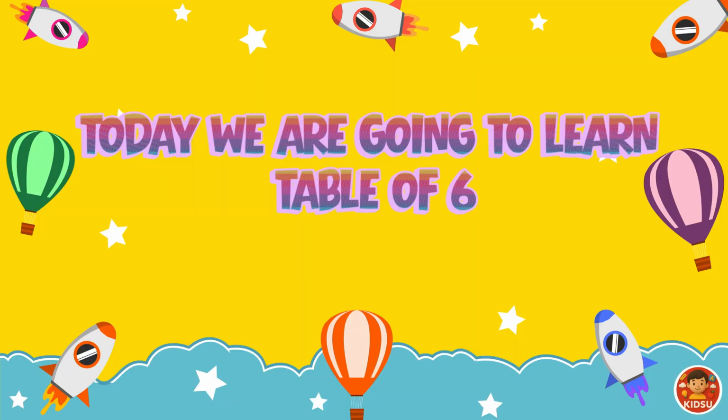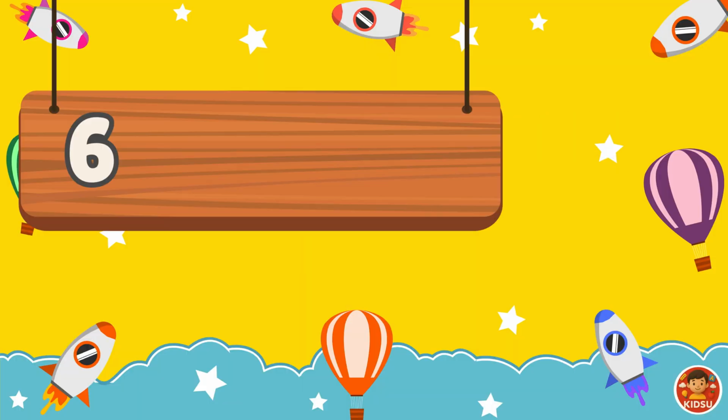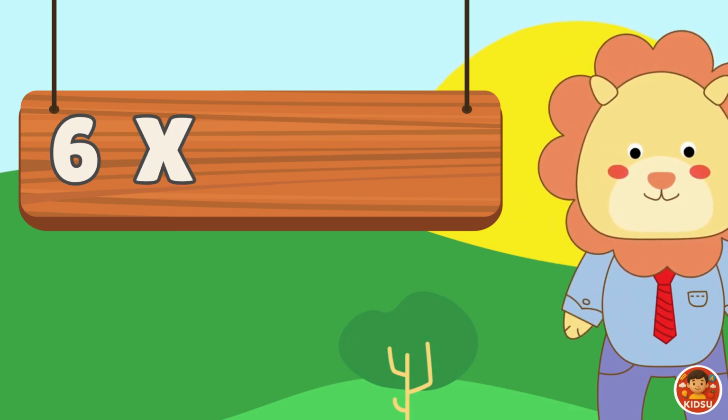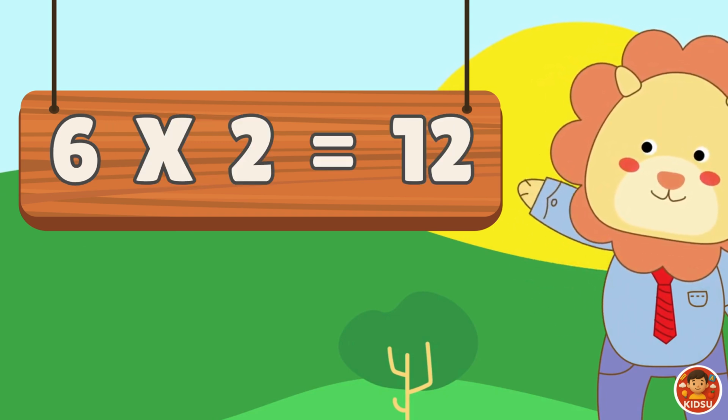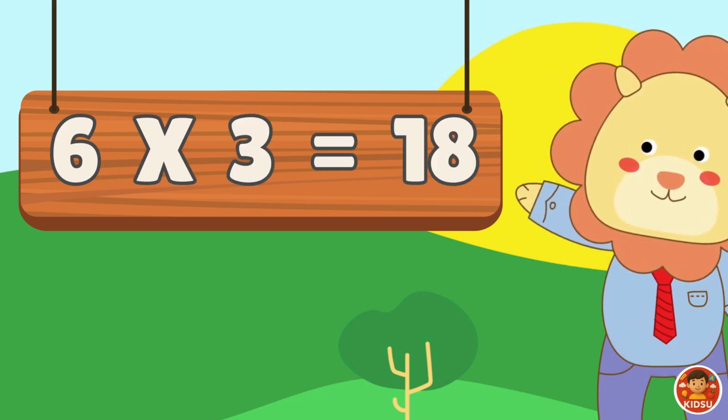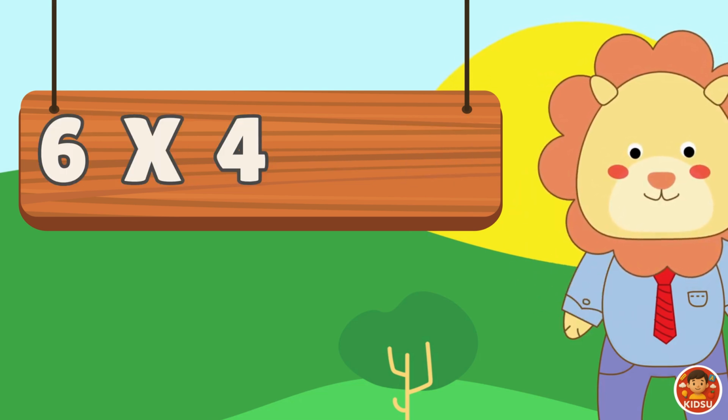Today we are going to learn table of 6. 6 ones are 6. 6 twos are 12. 6 threes are 18. 6 fours are 24.